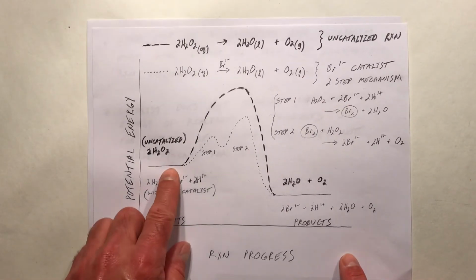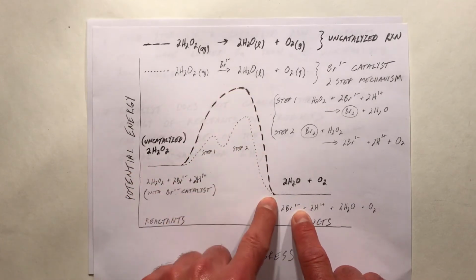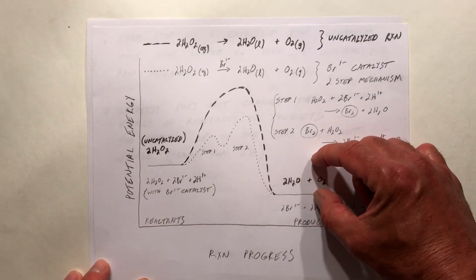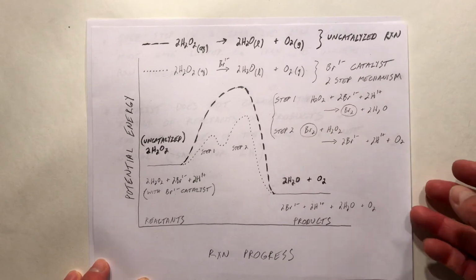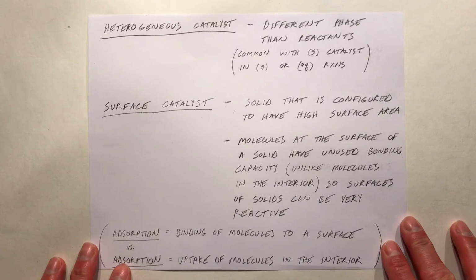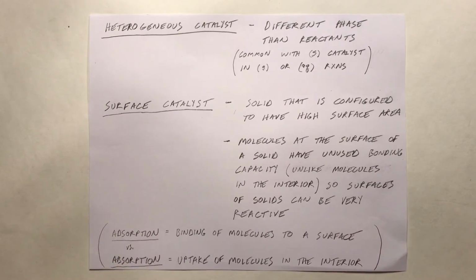So notice that the reactants start and end at the same position for both the uncatalyzed reaction and the catalyzed reaction. So the delta E between these two positions, or you could even say the delta H between those two positions, the change in enthalpy, is unaffected by the presence of a catalyst. All the catalyst is doing is making the activation energy smaller. Now, it doesn't always have to involve a multi-step process. Sometimes it just changes the activation energy and keeps the reaction as a single-step process.